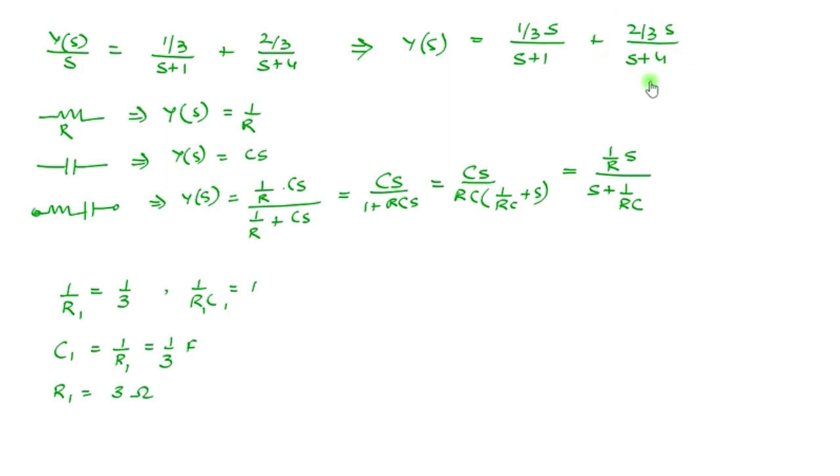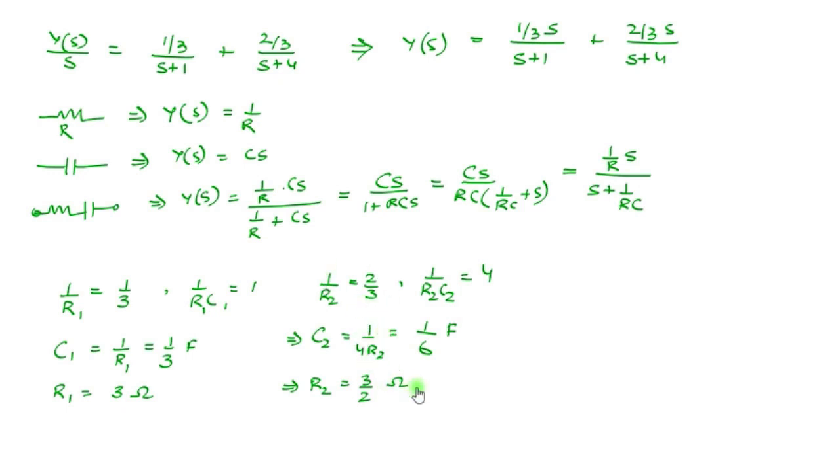Now comparing this network function with this, I will get 1/R2 equal to 2/3 and 1/(R2C2) equal to 4. So I will get C2 equal to 1/(4R2). We have 1/R2 equal to 2/3. Substituting the value, I will get 1/6 farad. So I have the value of C2. Similarly, R2 will be 3/2 ohms by reversing this.